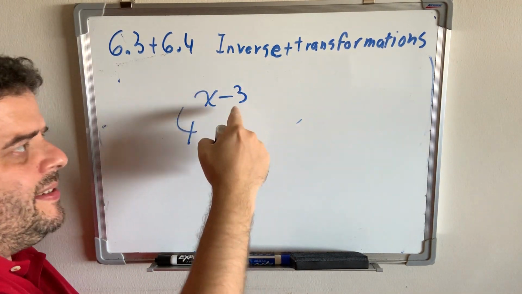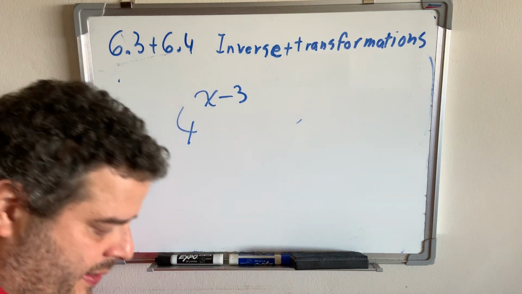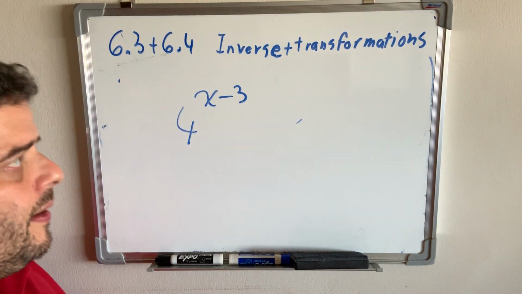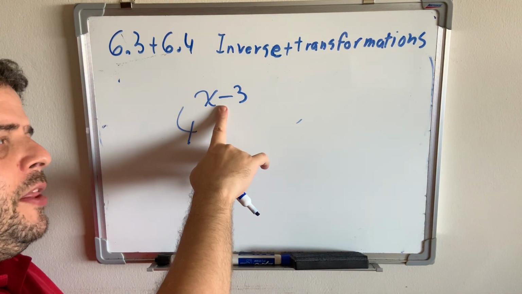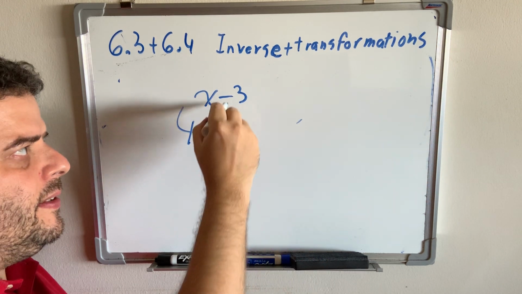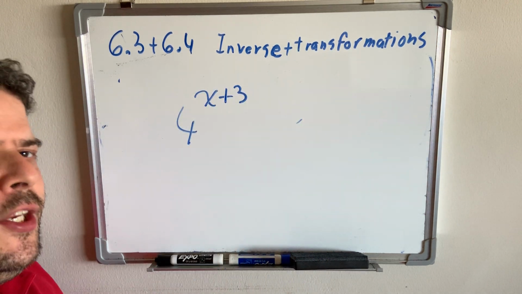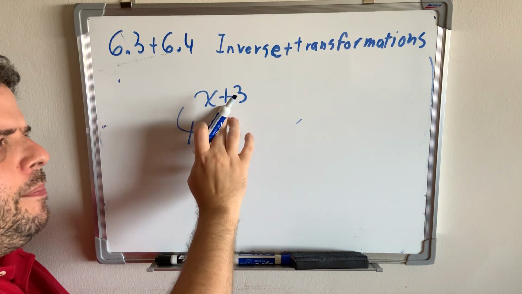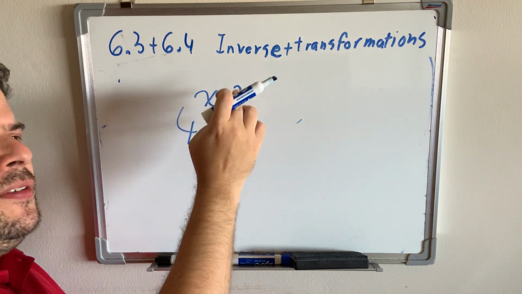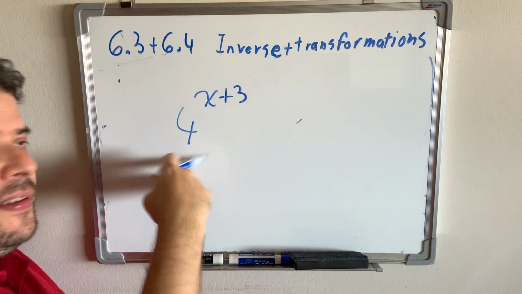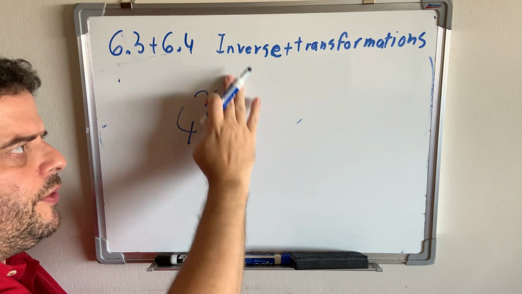When the minus is applied directly to the x, it's left or right in the opposite direction. This would be 3 units to the right. This would be 3 units to the left, because the positive and negative was applied directly to the x. This is exponents, of course.